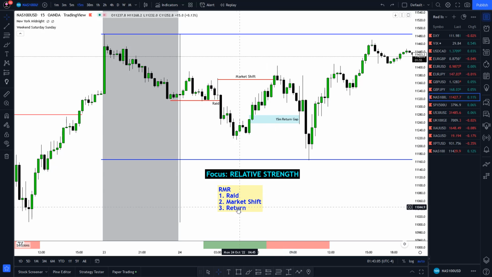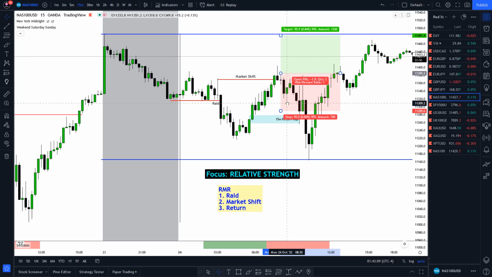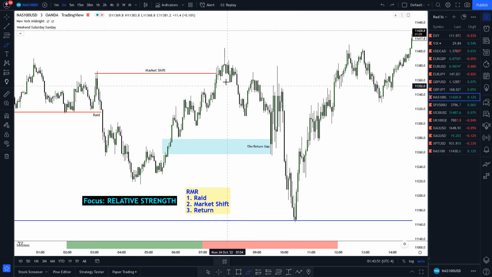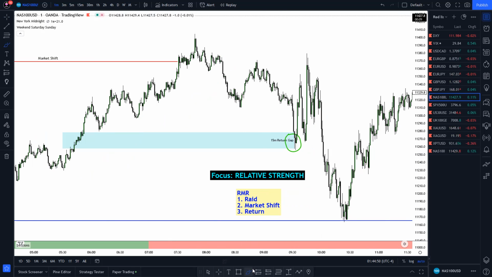And so the entire purpose of this return area is to prevent us from FOMOing and to prevent us from buying at a very expensive price, and tells us to wait and be patient for a much cheaper price. And so when price retraces back into that return area, that's where we can place our long orders. Okay, so now that we've got our RMR setup outlined, we know that as soon as price retraces into that area, that's when we'll be looking to place an entry.